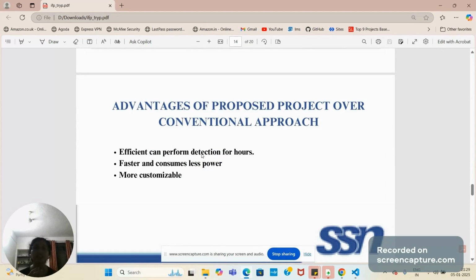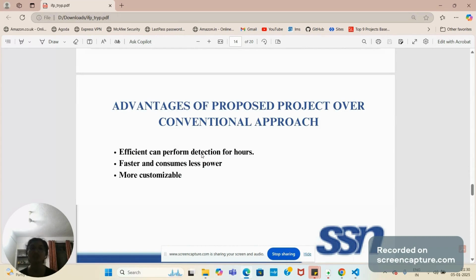Unlike the traditional approach that runs on a slow system and requires manual intervention, even when it is run on its CPU, it requires some human intervention, and human intervention has some limitations. They cannot continuously work for hours, but that's not the case when we are using an FPGA.